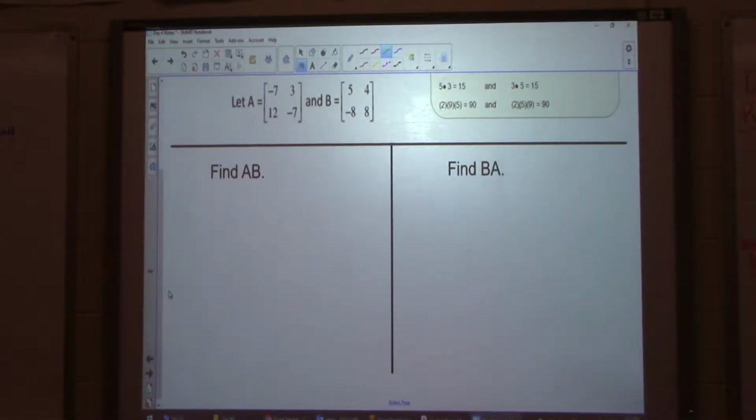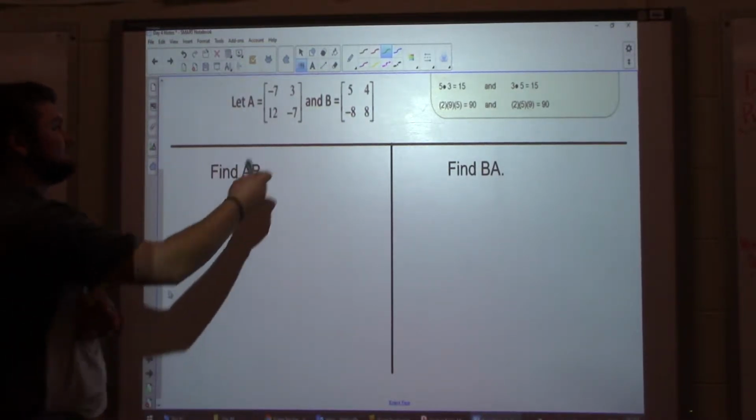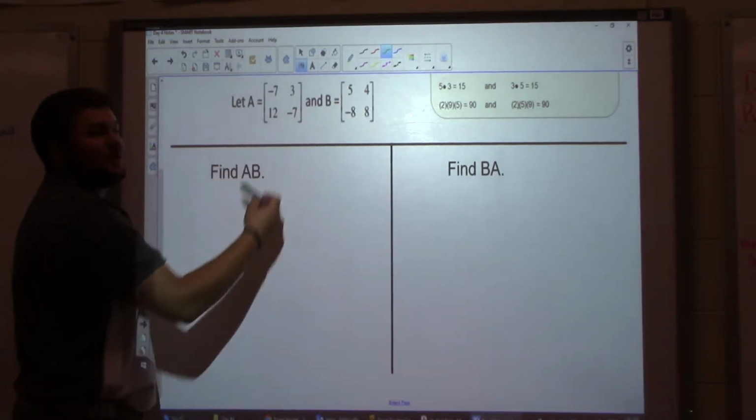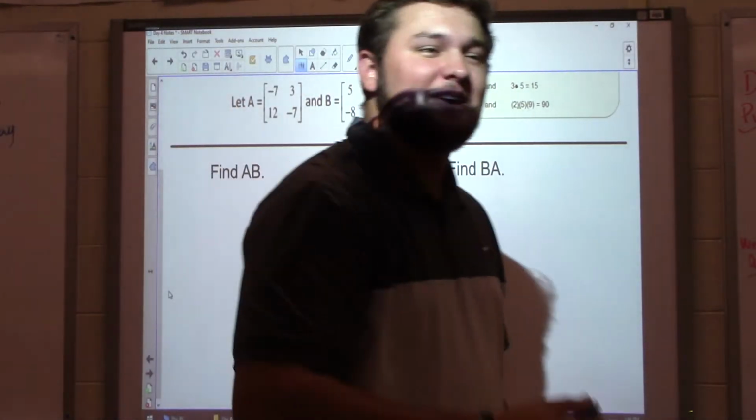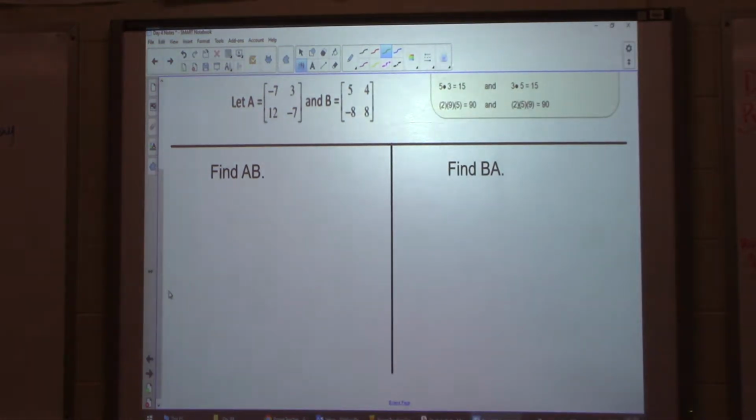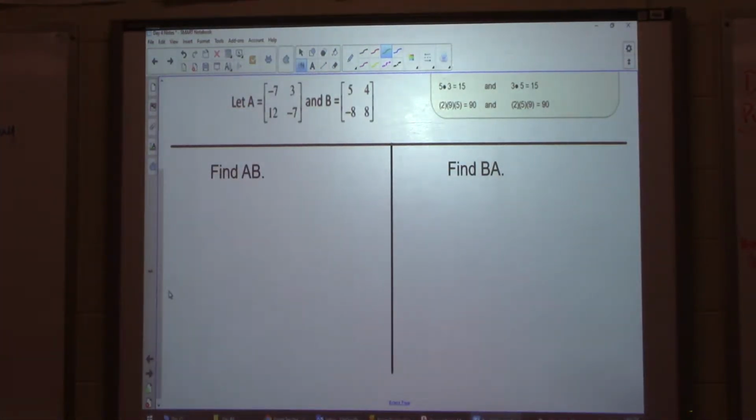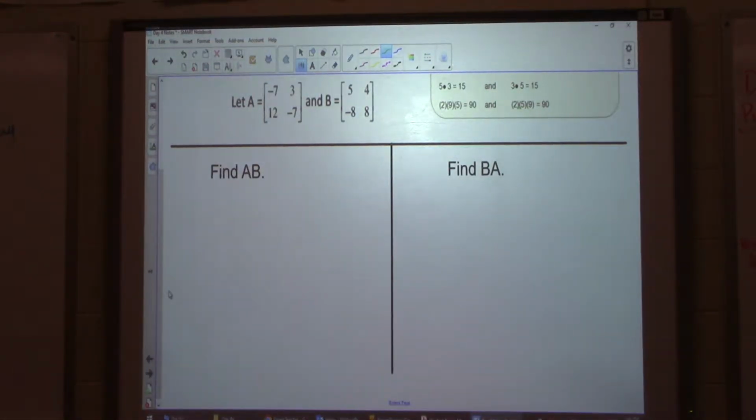It's 30. What are you doing? I don't know. Is that how we multiply matrices? Good point. Guys, we don't just do negative 7 times 5, 3 times 4, right? We take rows times columns. We're multiplying matrices. Either use your calculator, which is perfectly fine, or if you're going to do it by hand, we take a row times a column. Right, we do the dot product.